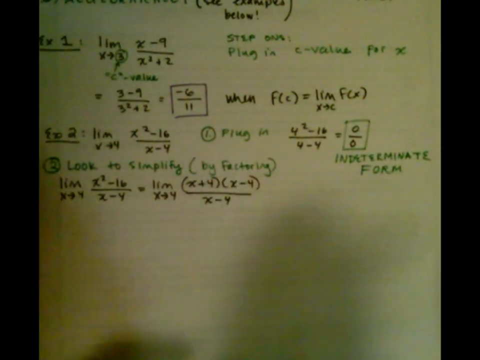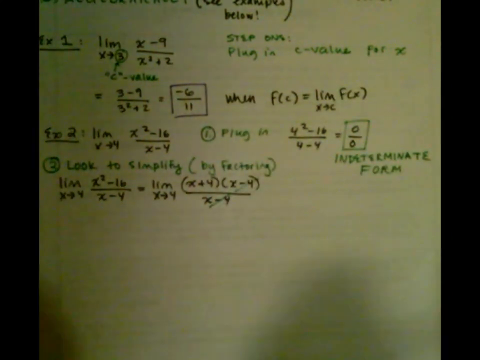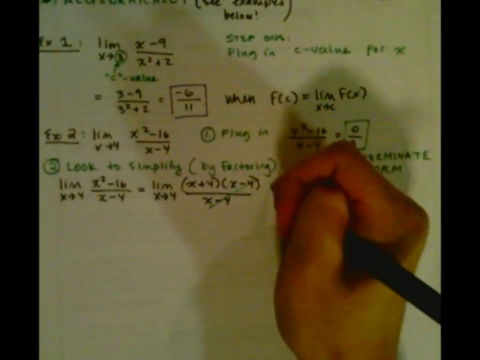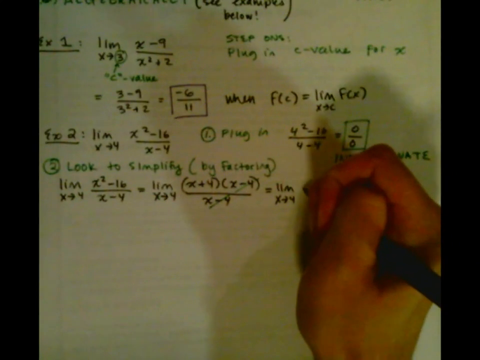So now what do I notice? I notice there's an x minus 4 on the top and the bottom, which cancel. And this is now equivalent to the limit as x goes to 4 of just x plus 4.